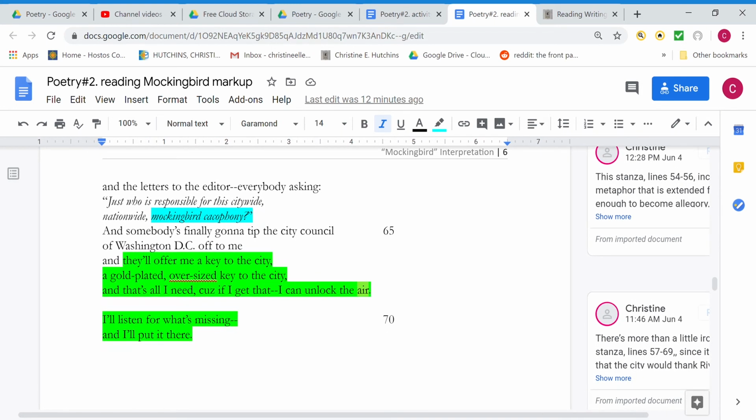And towards the end of the poem, he imagines that having brought the sounds of neighborhoods to everybody all over the world, they'll offer me a key to the city, a gold-plated, oversized key to the city. And that's, again, notice it's layered with symbolism, imagery, and metaphor. It's literally a key to the city that he'll get as a reward. But the key to the city is a symbol. When you give someone a quote-unquote key to the city, there's no actual door that it unlocks. It symbolizes that you're welcome in that city. It's also heavily imagistic because you can picture that big gold key.